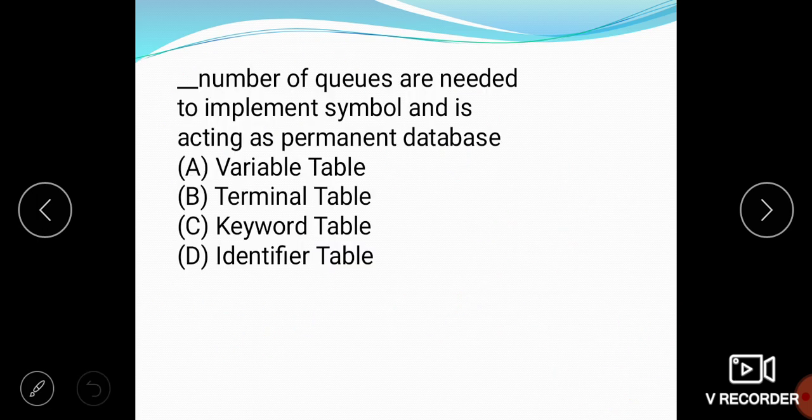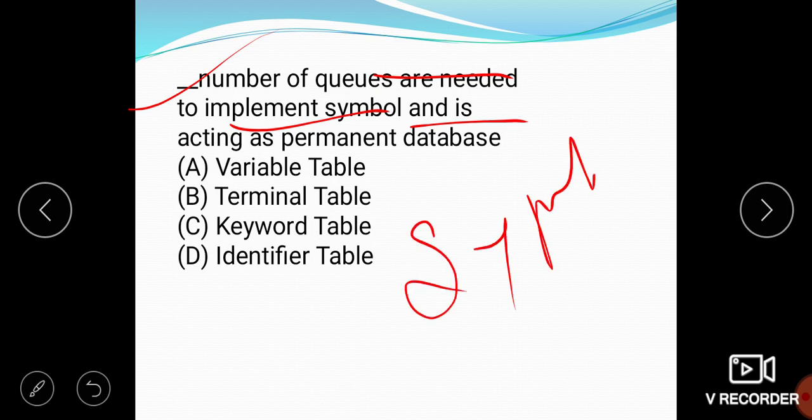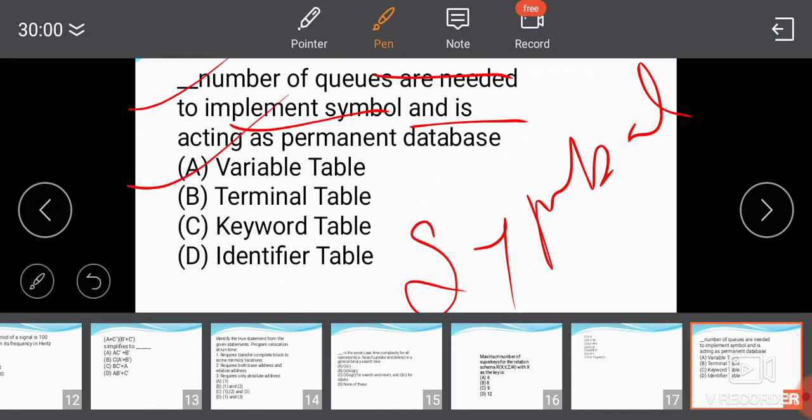Now next is the number of queues needed to implement a symbol table. To store the symbol, where do we store the symbol? In a variable. So the answer is variable tree.